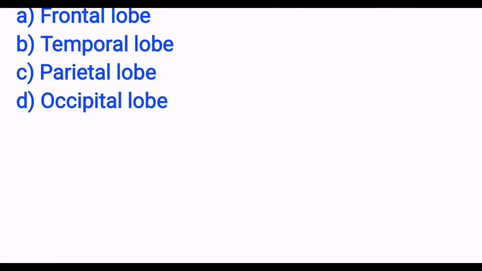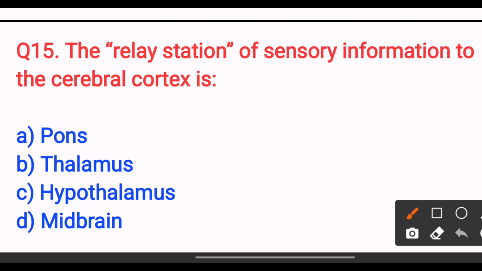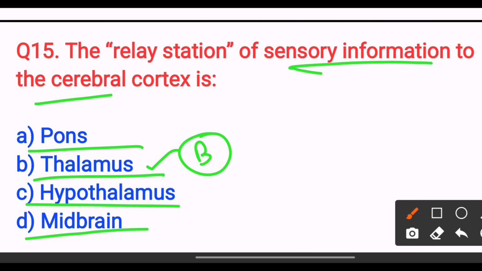Next, the relay station of sensory information to the cerebral cortex is option A, pons. Option B, thalamus. Option C, hypothalamus. Option D, midbrain. The answer is option B, thalamus. Thalamus acts as the relay center for most sensory impulses.